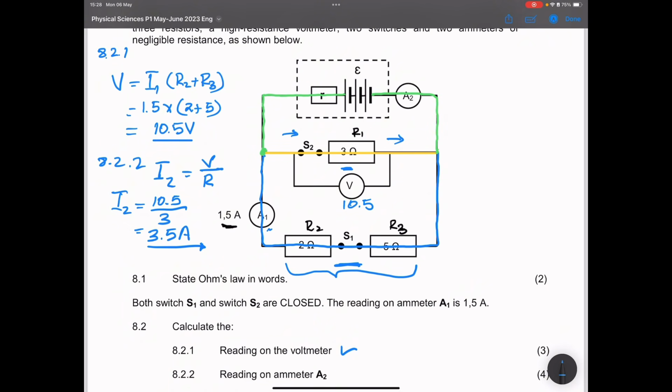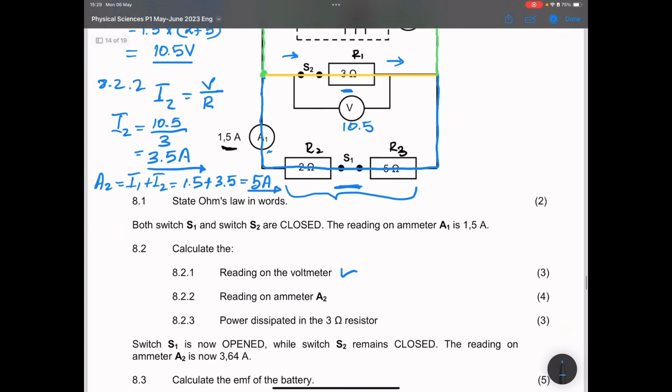Now, to finish up the question, the total current, A2, will be I1 plus I2. So this will be 1.5 plus 3.5, and that will give us 5 amperes. I hope that makes sense. So we know we've got 5 amperes of current passing through there. Right, so let's go to the next question, ladies and gents.